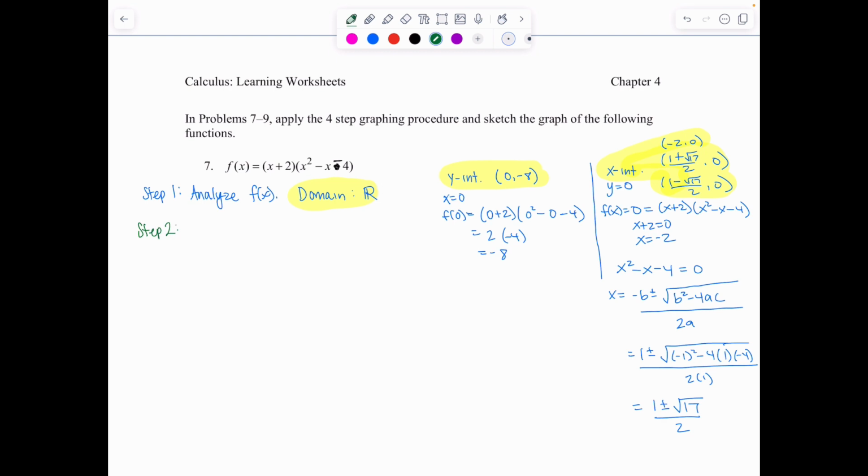Step 2, analyze our first derivative. So let's take the derivative. F prime will be, we have the first times the derivative of the second, 2x minus 1, plus the second times the derivative of the first.